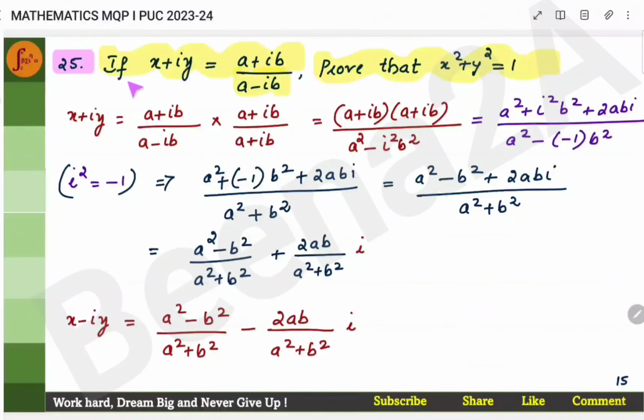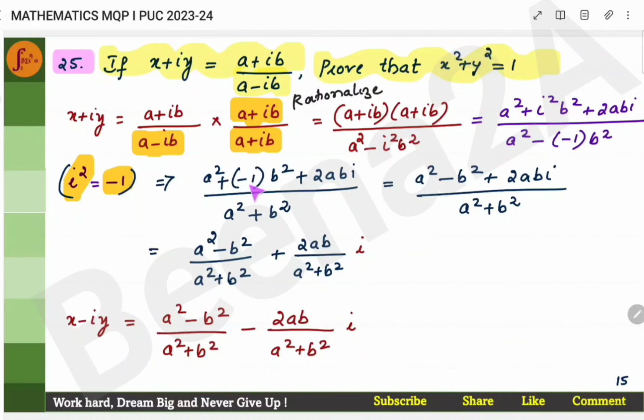Now, next problem. If x plus iy is equal to a plus ib by a minus ib, prove that x square plus y square is equal to 1. So simple, you have to rationalize the denominator. Rationalize, right? First rationalize. How do you rationalize? Take the denominator, multiply the numerator and denominator with this particular denominator expression, but with reverse sign. You have minus ib, you have to make it as plus ib. Multiply both numerator and denominator with this, right? And then substitute i square as minus 1.